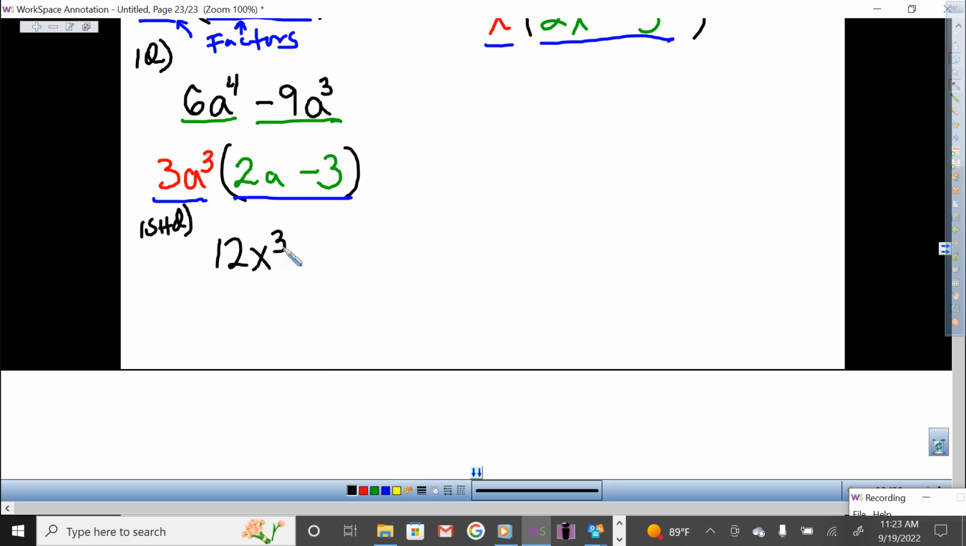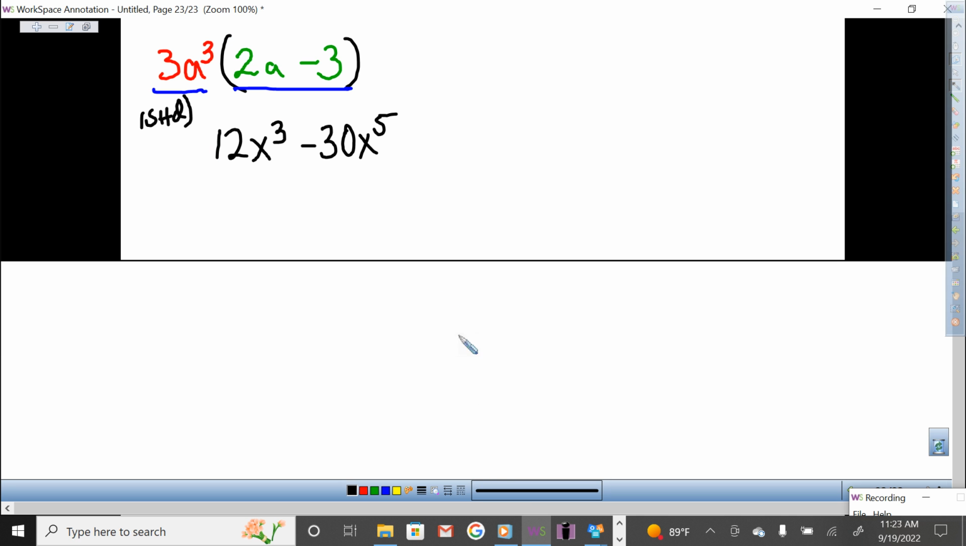12x cubed minus 30x to the 5th. Tell your neighbor the first thing you're going to check for, please. Is it in standard form? No, we need to rewrite it. So I write what? Negative 30x to the 5th, and then plus 12x cubed.